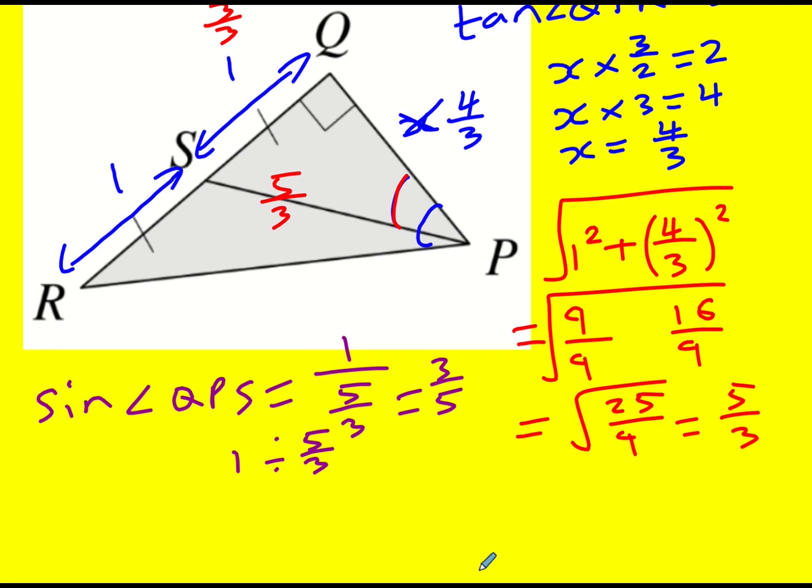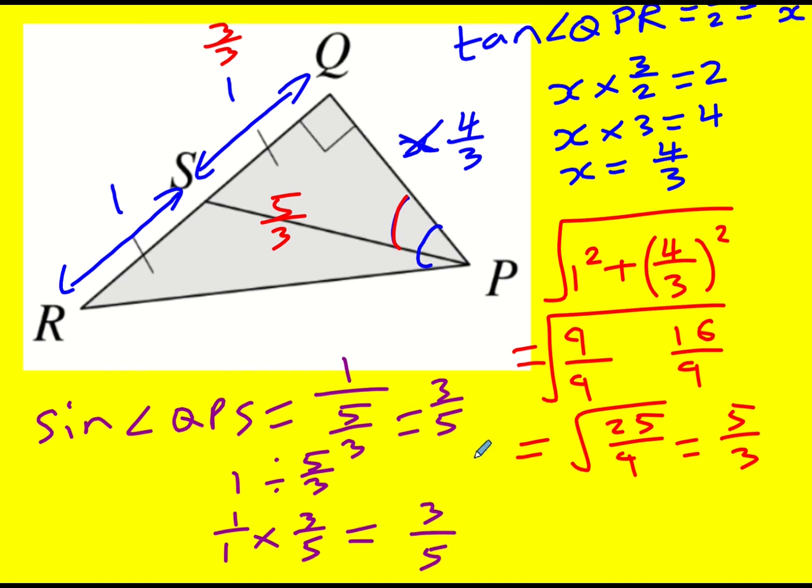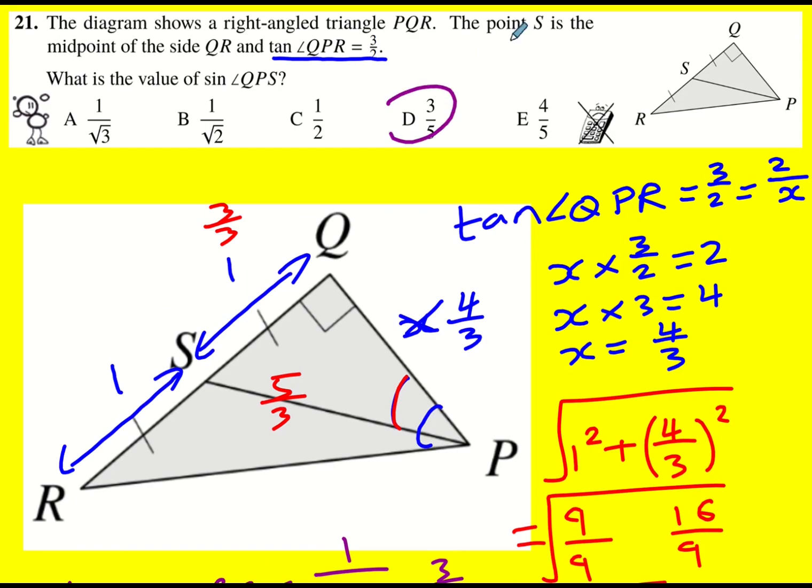So let me just finish it off. That would be 1 over 1 times 3 over 5. I've kept the 1 the same, I've just written it as 1 over 1, and then I've changed the divide to a times. I'm not going to go into why we do that here. And then I multiply them, so I get 1 times 3 and 1 times 5. Okay, nice one.